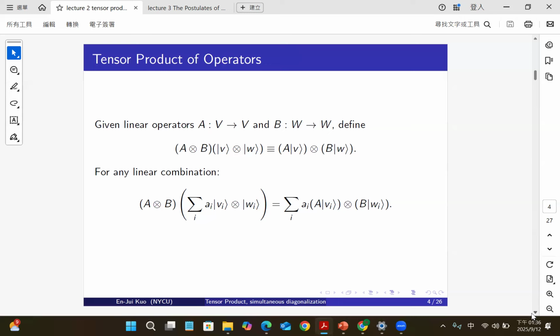So the second one is for linear combination. They say you take a_i, v_i, w_i, sum over i, then your A tensor B applies, because it's linear, right? So the property should just be A applies on the single v, and then B applies on the single w, and then sum over i. But these are trivially, yeah. Once you know the definition, then this will be immediate.